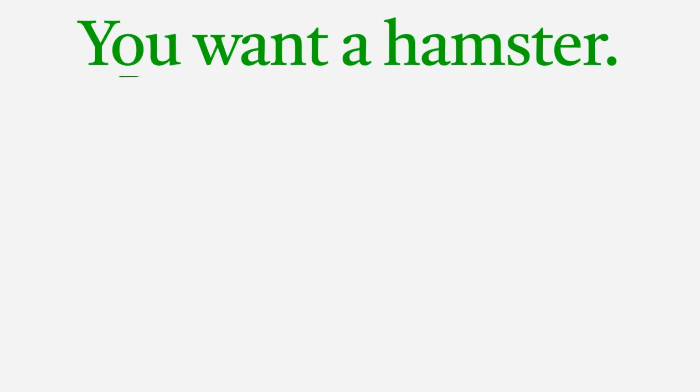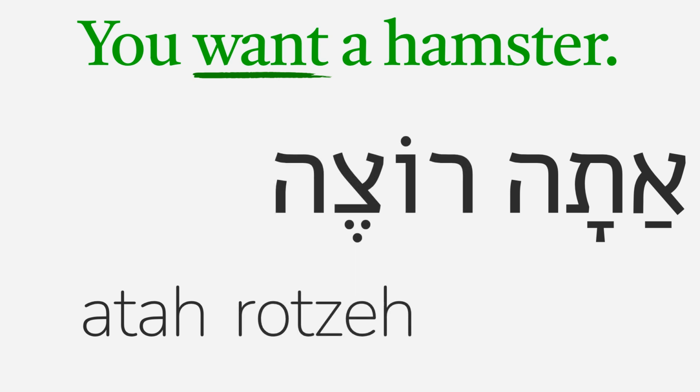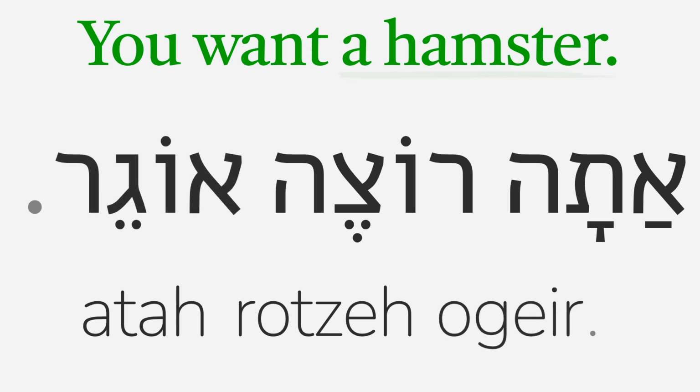Let's say you want a hamster. To translate you, let's use the masculine singular ata. Since we're using ata, the verb want must be in masculine singular form, which is rotzeh. A hamster is oger. Ata rotzeh oger. You want a hamster.